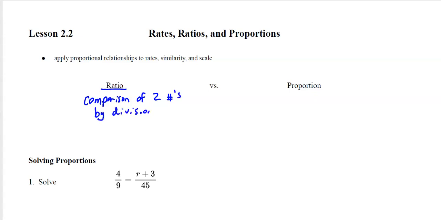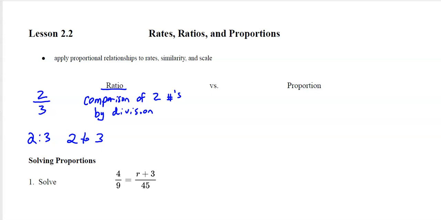So you could think of it as a fraction. A ratio might be something like 2/3. Sometimes you'll see it written as 2 to 3, either with the colon like that, or they may even just write out 2 to 3. But it's a comparison of two numbers with division.